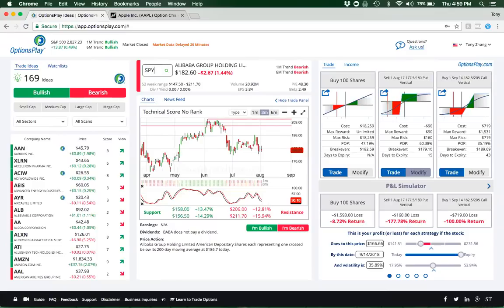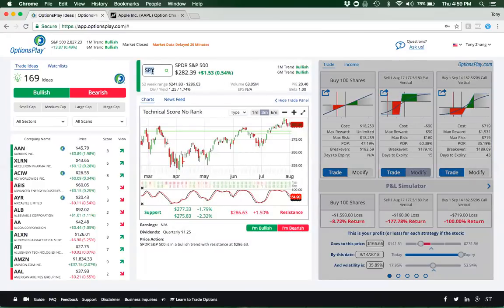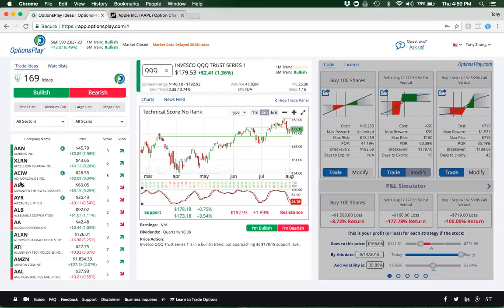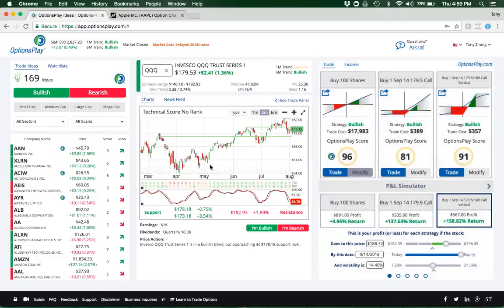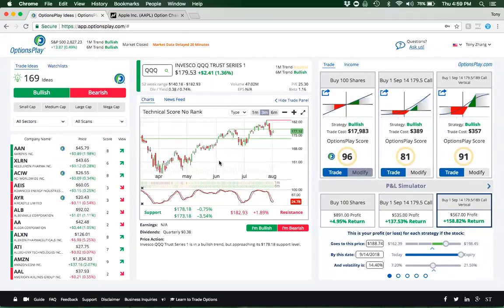Let's take a look at SPY or the Qs. Let's look at the Qs, right? Because it's the technology ETF that everyone's looking at. And this is really what I was referring to in terms of, I feel that the markets are just in a sideways consolidation right now.